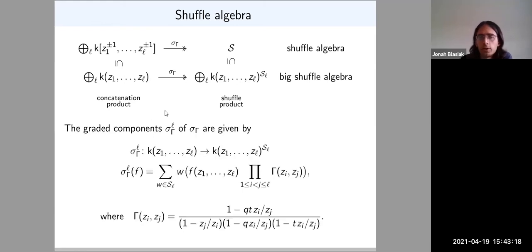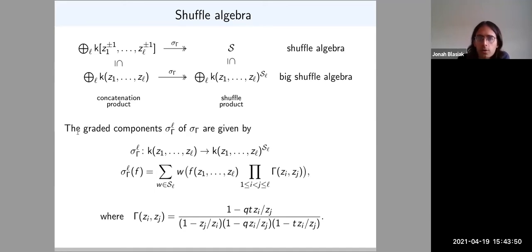So on the Lth component, sigma gamma to the L looks like the normal symmetrization over all elements of the symmetric group, but you add in these additional factors, gamma of zi, zj, where gamma is a carefully chosen rational function in two variables. So this thing you end up with is some symmetric rational function, with these strange extra factors added on.